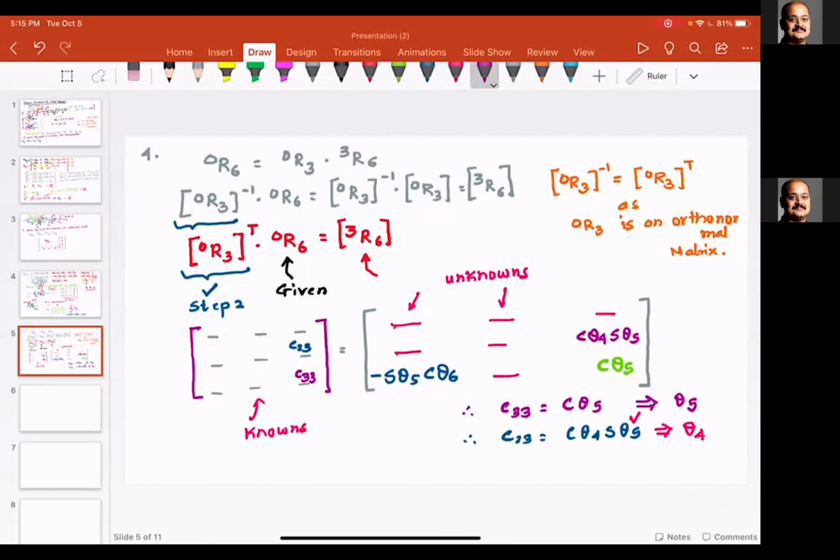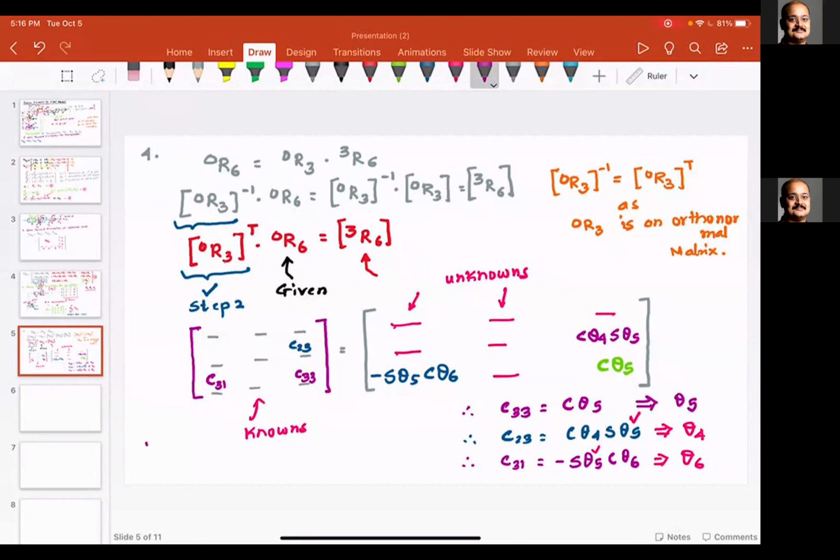And last but not least, this is third row first column, C31. C31 is equal to minus sine theta 5 cosine theta 6. But please note, theta 5 is known. So from here, I can find out the value of theta 6. So at this point, please note, all the joint variables are known.